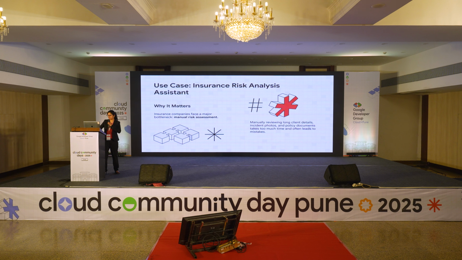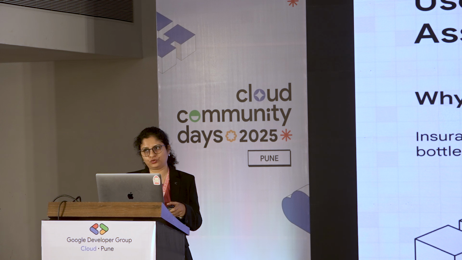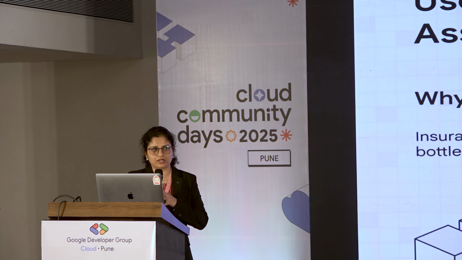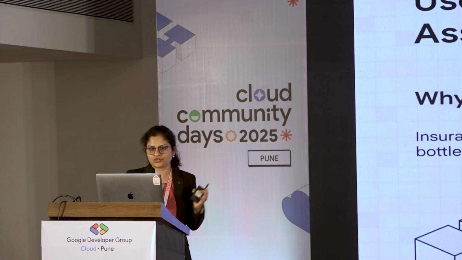So we have seen what Vertex AI is, what its foundation models are, and what can be done with those models. Now let's see the actual use cases. We will see the insurance risk analysis assistant. We are dealing with a big problem for insurance companies. For example, checking risk by hand takes too long and often leads to mistakes. So what we are doing here is creating an insurance risk analyst assistant.